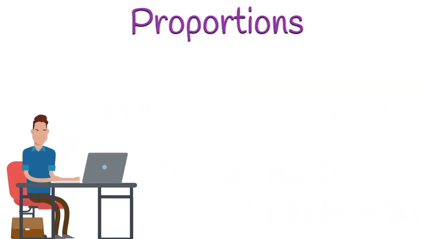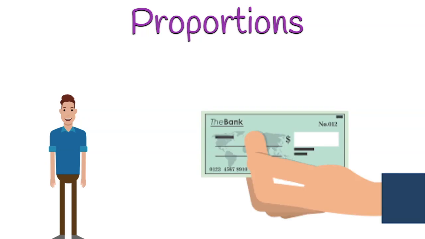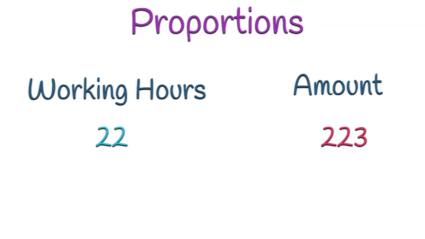Suppose you recently got a job, and you just received your first paycheck. You worked 22 hours, and your paycheck is $223. Next week, you are scheduled to work 31 hours, and you are wondering how much your paycheck for that week will be? The answer to this question can be found using proportions.